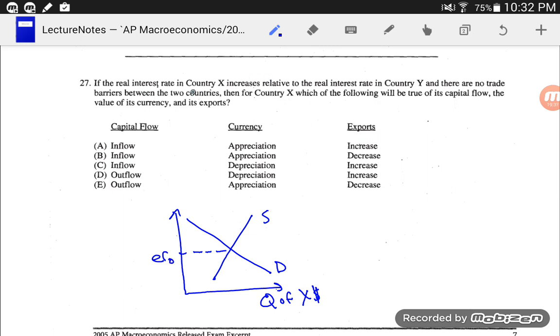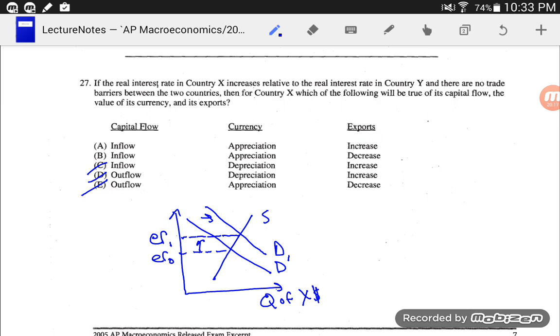Alright, so if the real interest rate in country X increases relative to the real interest rate in country Y, well then I want to invest my money in country X. In order to invest in country X, I'm going to need more country X dollars, so that's going to lead to an increase in the demand for those. And we're going to have that exchange rate increase, so the currency is going to be appreciating. They're appreciating because that money is coming into the country, so the capital is an inflow there.